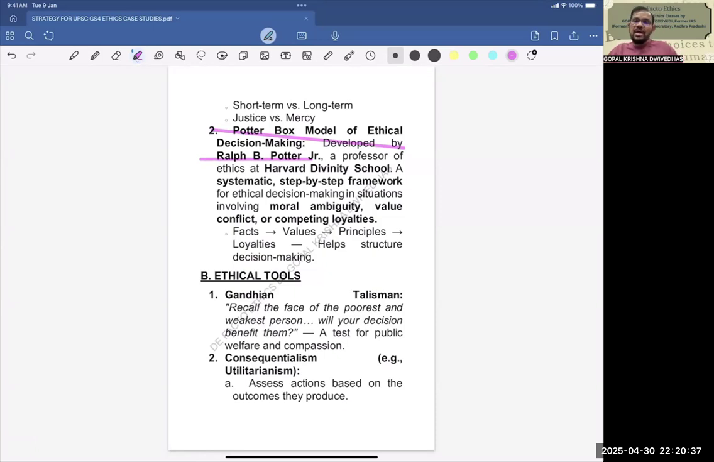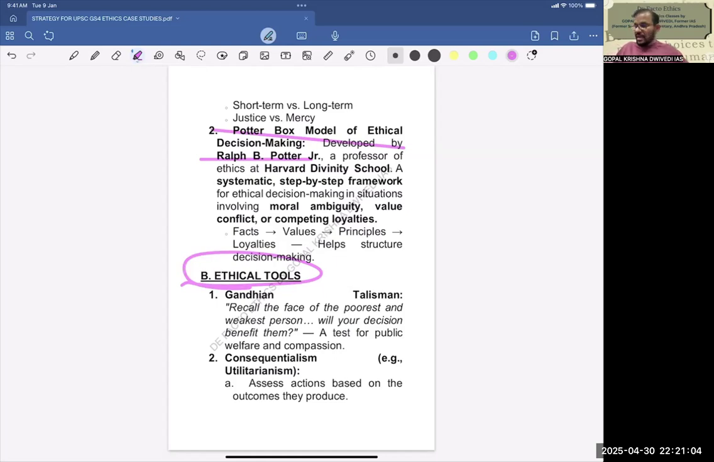So these two ethical concepts basically help us in analyzing the whole case study so that we can apply different ethical theories and arrive at some answer. Now, the second group consists of ethical tools. These are universal and important ethical tools. In this second category, I have 11 such ethical tools.